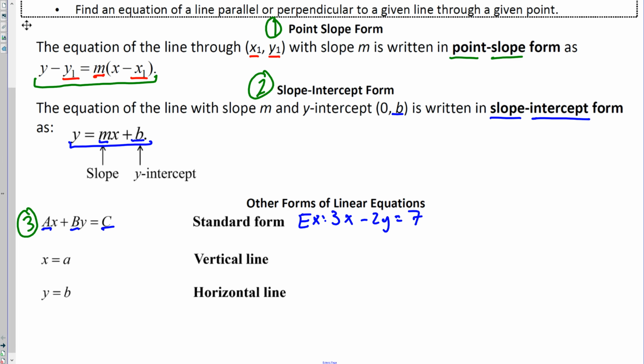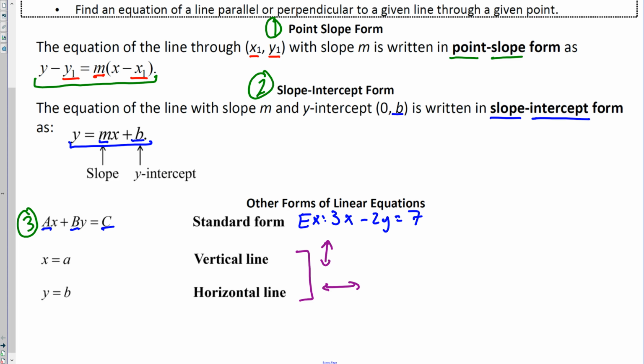The last two equations I have listed here for vertical and horizontal lines are more special cases because they don't involve both variables. We're only seeing x or just y. Our vertical line is the line that runs perfectly straight up and down. Our horizontal line is the one that runs perfectly straight from left to right. Because they don't act like our other linear equations with a slant to them, they're only going to involve a single variable.